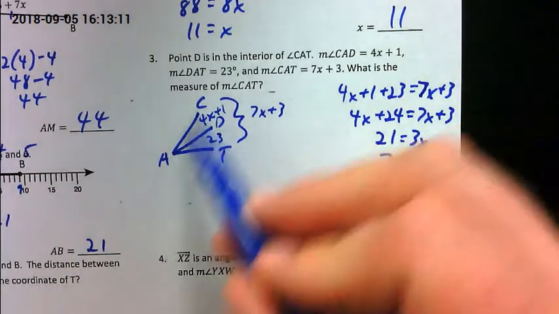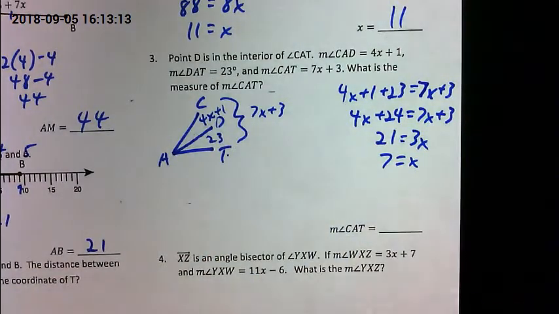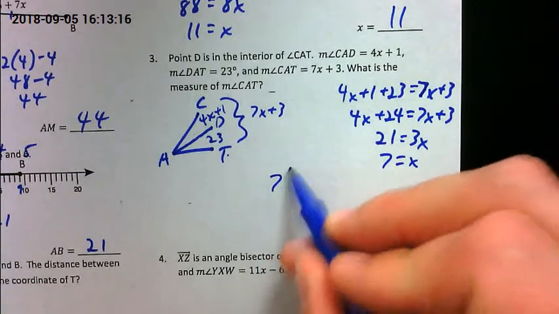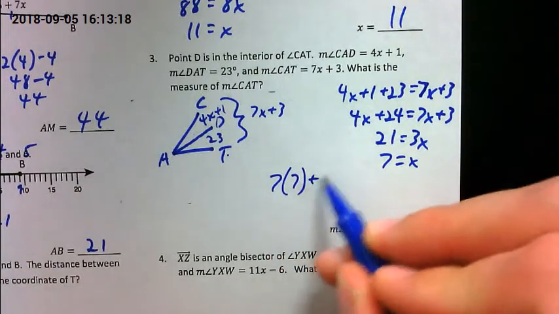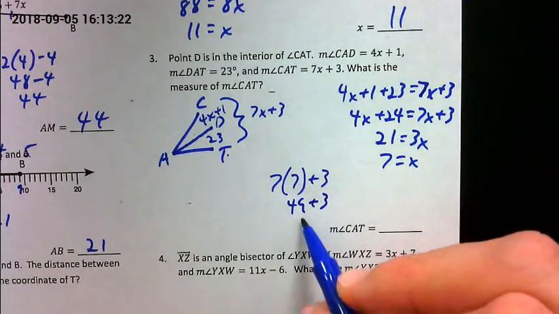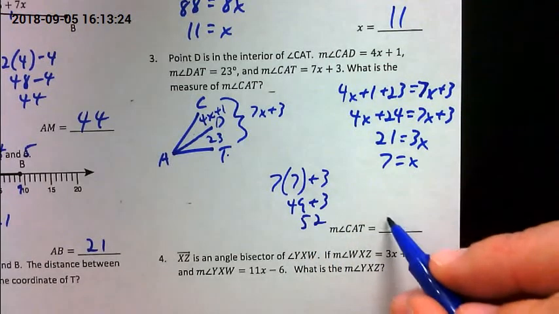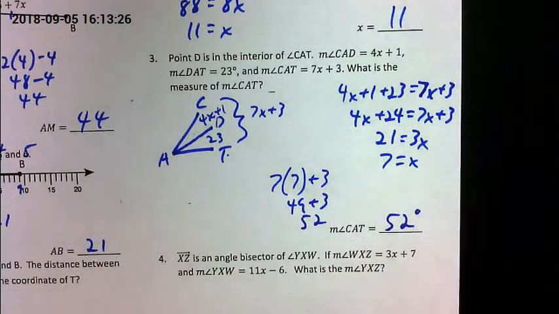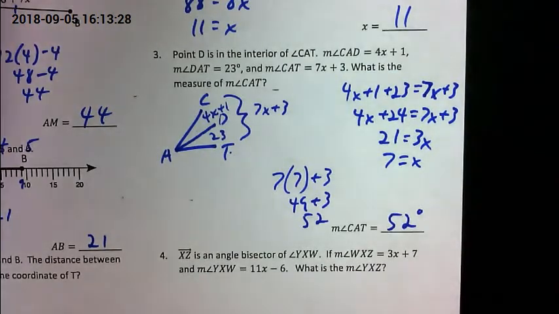So CAT, that's the entire thing. That's the 7x plus 3. So 7 times 7 plus 3. 7 times 7, 49. 49 plus 3 is 52. And again, this is an angle measure, so it's in degrees.